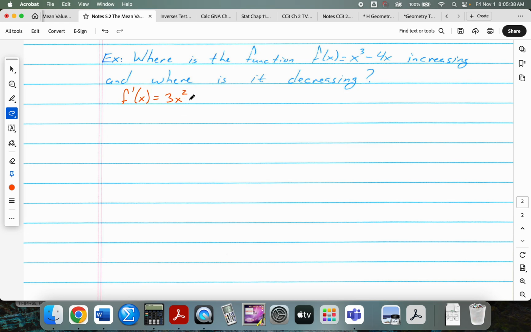That's 3x squared minus 4. And by the way, I should look at the function first. Is this continuous everywhere? Is it differentiable everywhere? Yes, so I don't have any worries about it fulfilling the qualifications for the mean value theorem. And what I'm going to do is set that equal to 0.